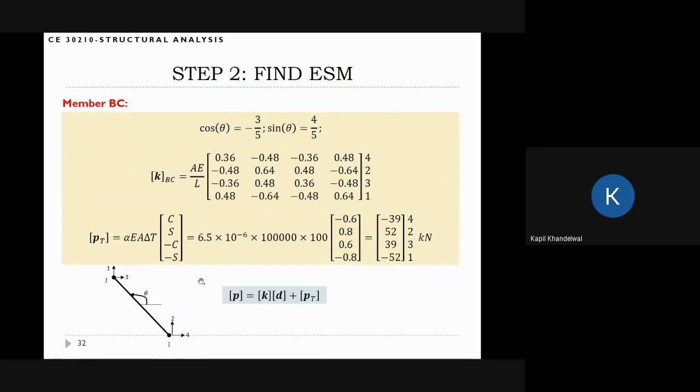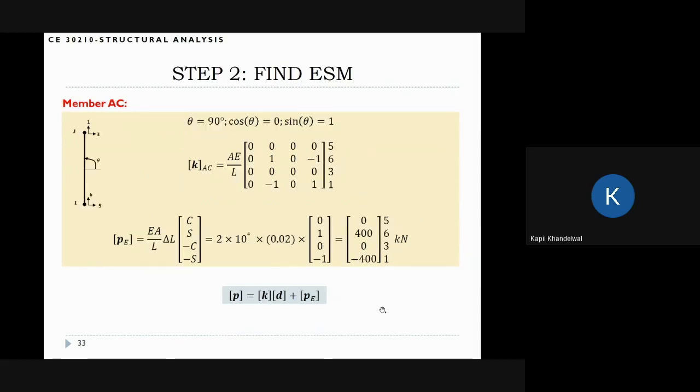And for this member, there's a temperature effect. So we have to include the effect of the temperature and do the right calculation. In this case, delta T is positive because the temperature has increased over the ambient. And this is the calculation. We finally calculate this vector and put the corresponding degrees of freedom. So these entries go to 4, 2, 3, 1 degrees of freedom. And they are actually the same numbers that are here.